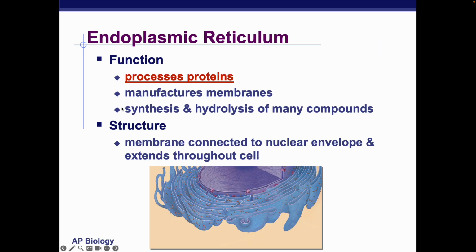So now we're talking about the function of the ER: processing proteins, manufacturing membranes, and synthesis and hydrolysis of many compounds. Basically, their main job is to process proteins and make sure all the proteins are fine. Any modification they need, they add. Sometimes they need to add a sugar molecule onto the protein, or lots of other modifications. That's basically what the ER does.